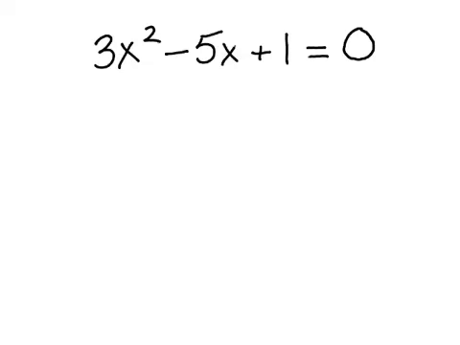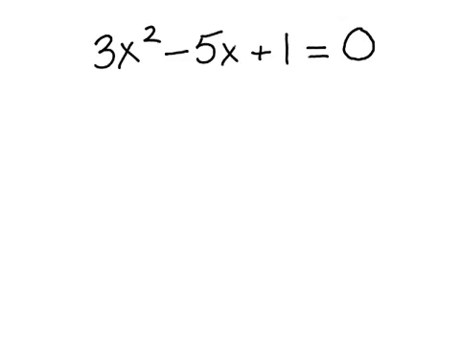In this example, I'm going to use the quadratic formula to solve the equation 3x squared minus 5x plus 1 equals 0. Now before we go ahead and assign what a, b, and c are and actually start plugging things into the formula, it's absolutely critical to make sure that we have all of the terms on one side so that we have a quadratic equals 0. It has to be in that format before we can start using the formula to solve the equation.